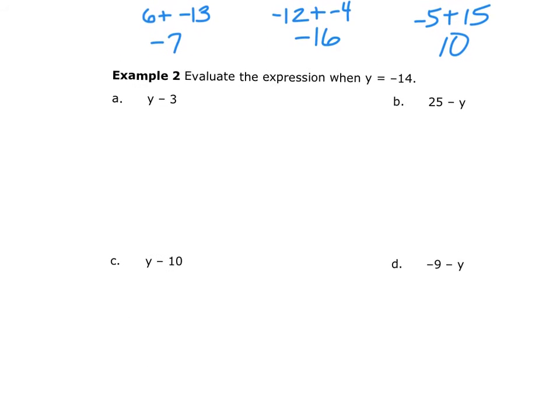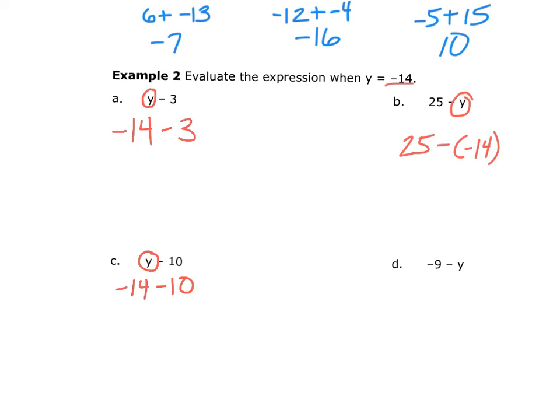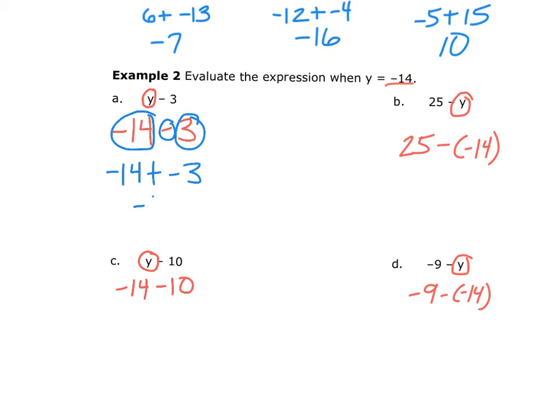Now on example 2 here, especially with negatives, I would make sure you get all your substitutions correct. So that y is going to change into a negative 14, and this is my new problem. So I write 25 minus negative 14. And then this y is going to change to a negative 14 in each of the remaining problems. All of these are subtraction problems, so I can keep, change, change. I keep, I change, and I change. And I get negative 17.